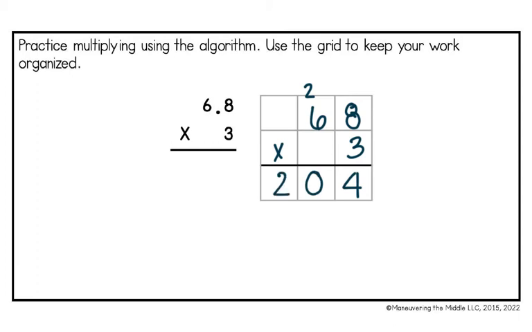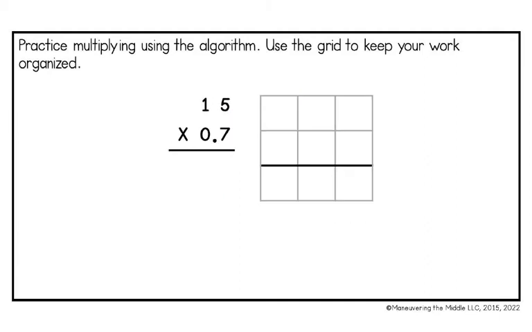Now 204 is not our answer, and this is a step students most often forget, and that is the fact that we need to go back in and put our decimal in. So we know that 6.8 has one decimal, 3 has 0, so there's a total of one decimal. So we have our invisible decimal here at the end of 204, and we're going to move that decimal one spot to the left. So our actual answer should be 20.4.